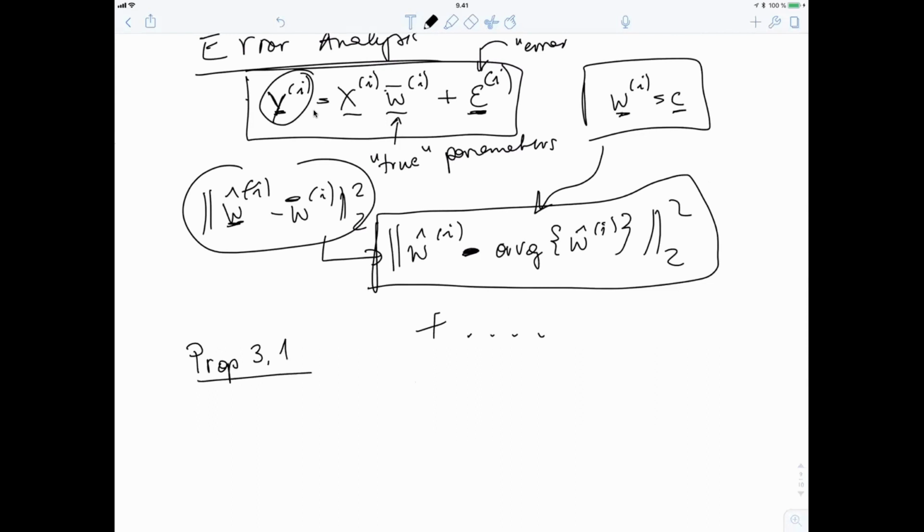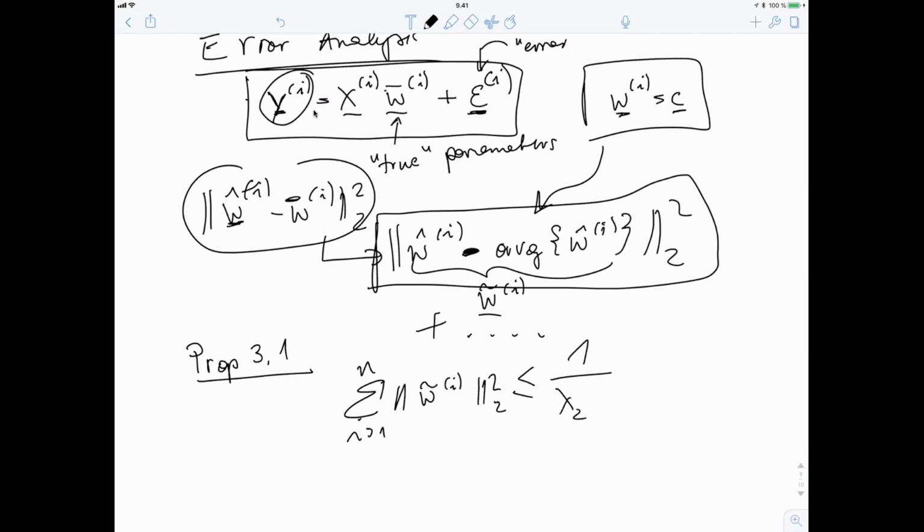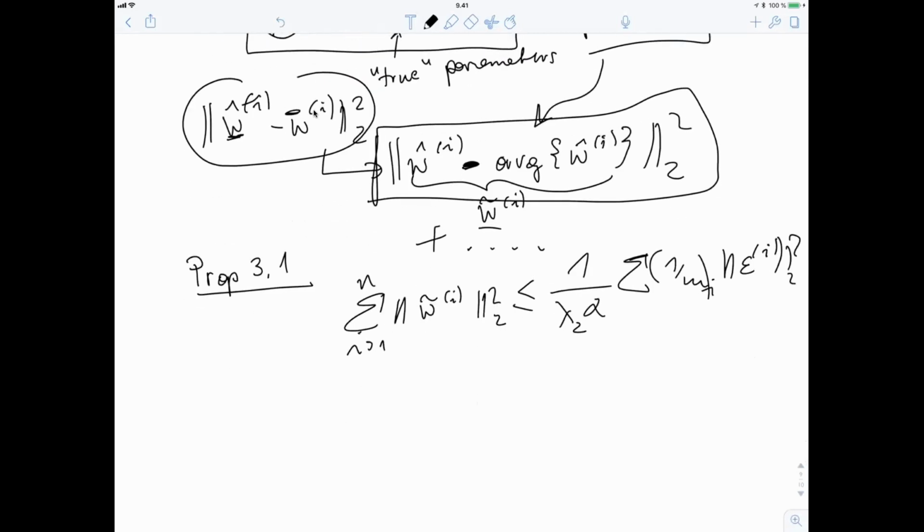In proposition 3.1, I state that this variation term of the learned parameter vectors, which I call W tilde, summed over all nodes is upper bounded by 1 over lambda 2, the famous eigenvalue lambda 2 of the graph Laplacian, times alpha, the regularization parameter, times the errors in the signal model. So this bound has three components.